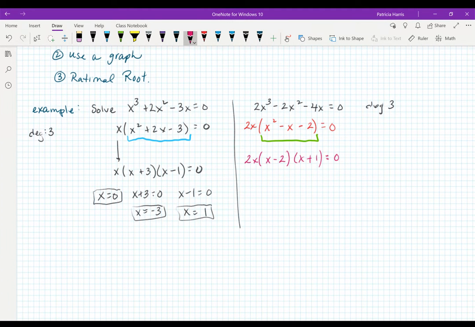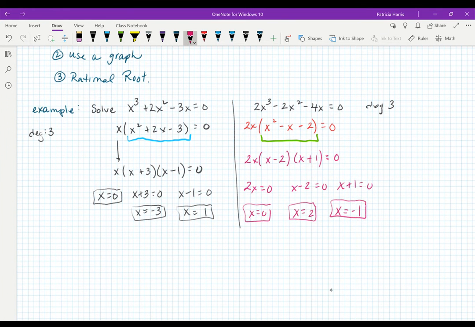All right, so now using the zero product property, set each factor equal to 0. And I get x equals 0, x equals 2, x equals negative 1. So there are my 3 answers. Again, I have a degree of 3, so I know that I'm done. Okay? All right, we're going to try a third one.